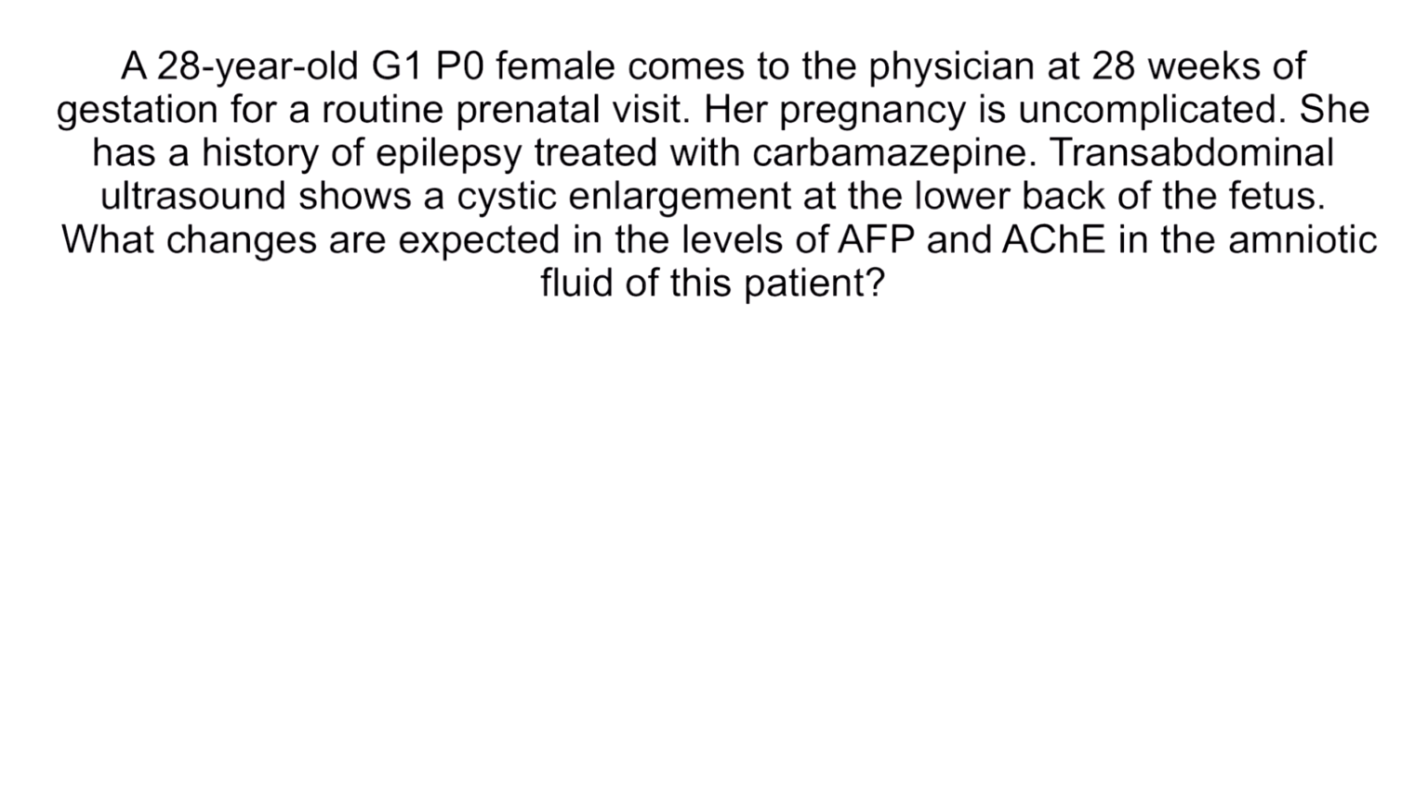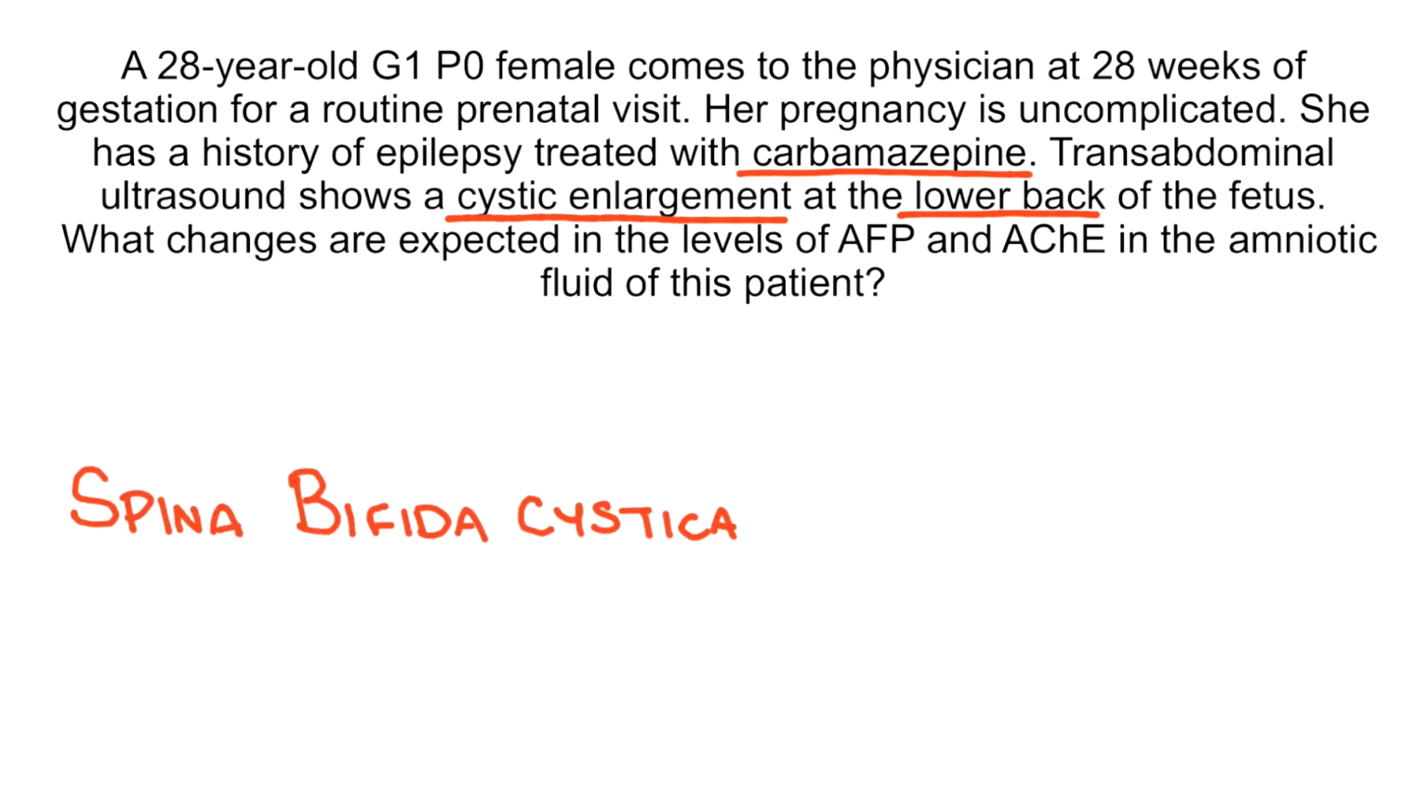Okay, so this patient's transabdominal ultrasound shows cystic enlargement of the lower back of the fetus. Additionally, the patient is taking carbamazepine. Now, the reason that carbamazepine and many other anti-epileptic drugs are associated with neural tube defects is because they disrupt folate metabolism, so effectively causing a folate deficiency for the fetus. So which neural tube defect is most likely here? Well, because of that cyst that was seen on ultrasound, we think of cystica. So spina bifida cystica. So if we're thinking of spina bifida cystica, what would you expect the alpha fetal protein level to be? It would be high, while the acetylcholinesterase level will be normal.